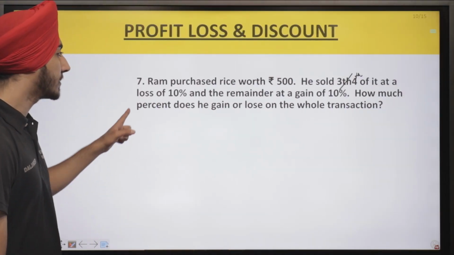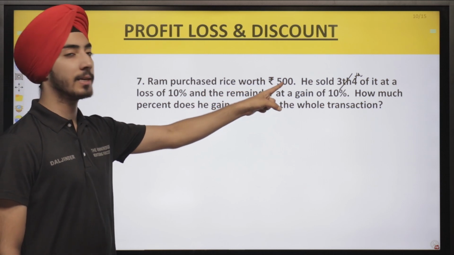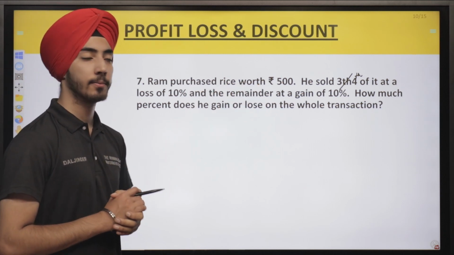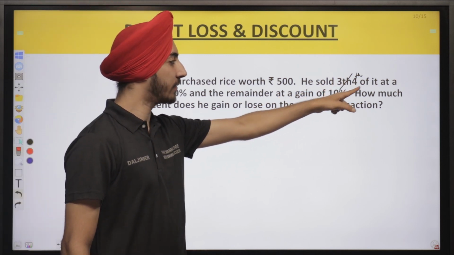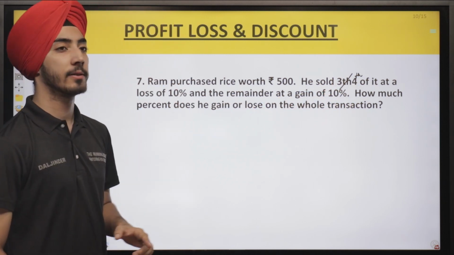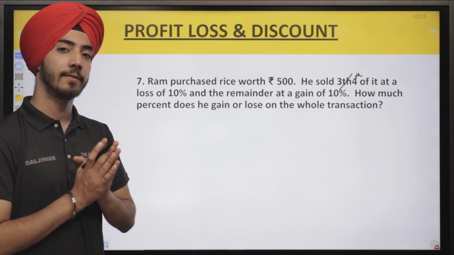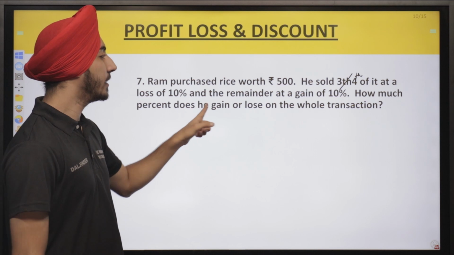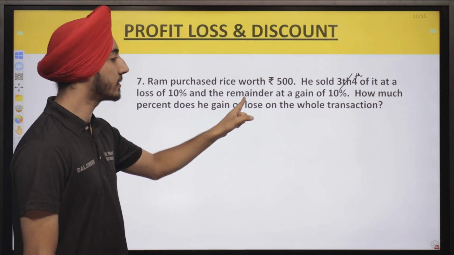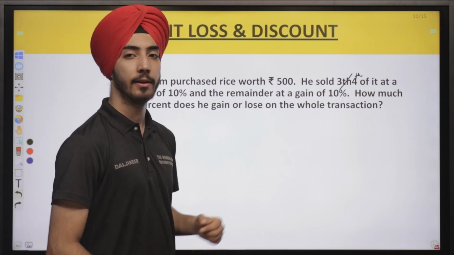Question number 7 says that Ram purchased rice worth rupees 500. Ram ने कुछ rice खरीदे, कितने रुपीस के? 500 rupees के. He sold 3/4 of it at a loss of 10%. उसने उसका 3/4, that is 75% बेच दिया कितने पे? At a loss of 10%. And the remainder that is left over, 25%, he sold it at a gain of 10%.